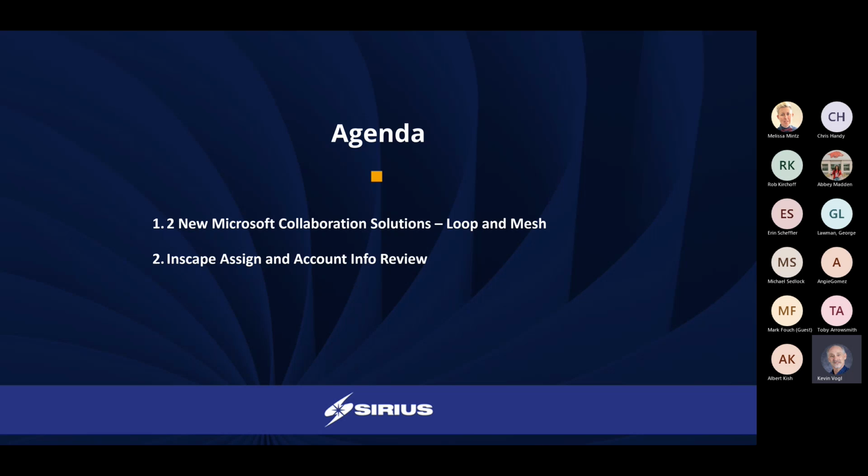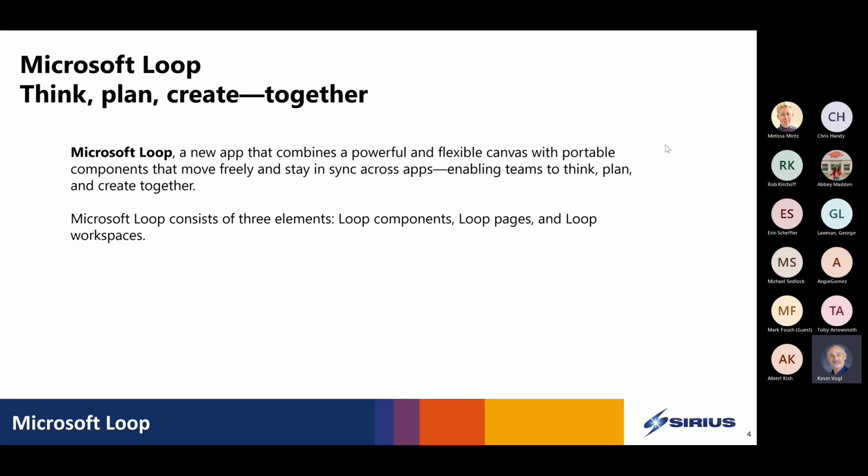So we're going to be talking a little bit about Loop. We talked a little bit about it last week. We're going to finish up on that. And then we're going to be talking about their new product Mesh. And then Melissa's going to be covering the new Inkscape Assign and Account Info panel that's inside of Inkscape. I think you'll get a lot out of that. There's some new features, some new functionality that you guys can take advantage of. So let's get started. So let's talk a little bit about Loop.